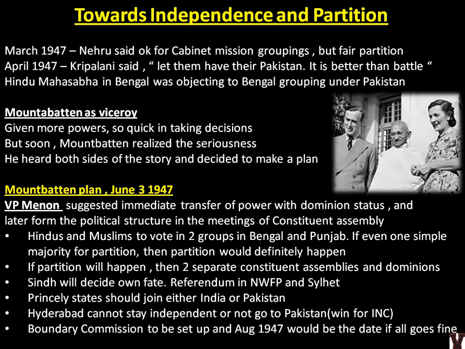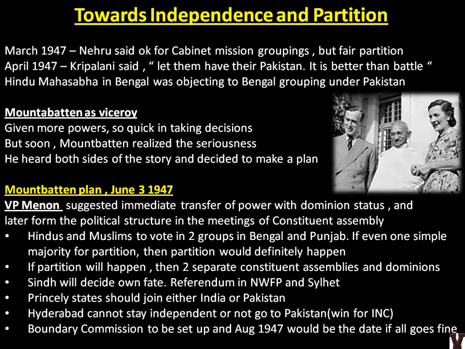A boundary commission to be set up, and August 1947 would be the date if all goes fine. So they estimated that within 1 month it could be resolved, and a boundary commission, which is the Radcliffe Commission, comes later. You have to remember these names also, Radcliffe Commission. And we learned about the Durand Line when we were studying Afghanistan. The Durand Line is the border between India and Afghanistan in those days, but now it is the border between Pakistan and Afghanistan.